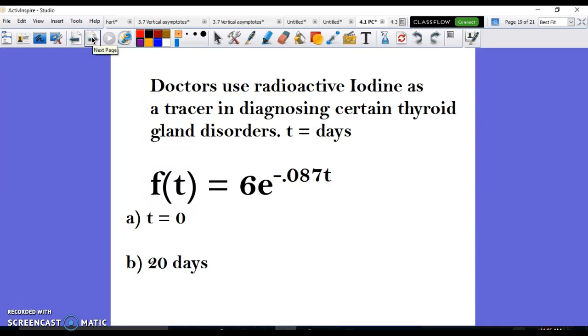Okay, so here's another word problem. Doctors use a radioactive iodine as a tracer in diagnosing certain thyroid gland disorders. t is your number of days. So after 0 days, like when you initially take this, is what we were just talking about, what's going to happen is you're going to get e to the 0, and e to the 0 is 1. So 6 times 1 is 6. That's going to be our initial amount. That's what the patient took. Okay. After 20 days, just plug in 20.